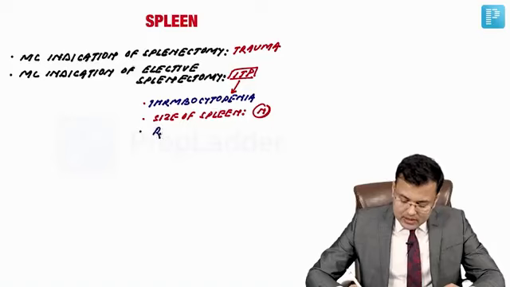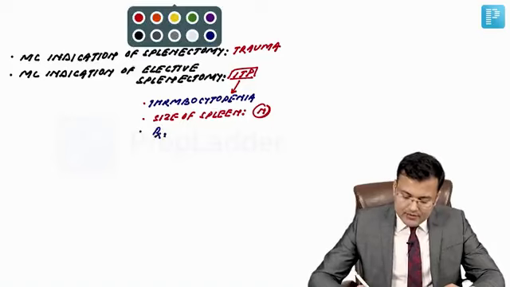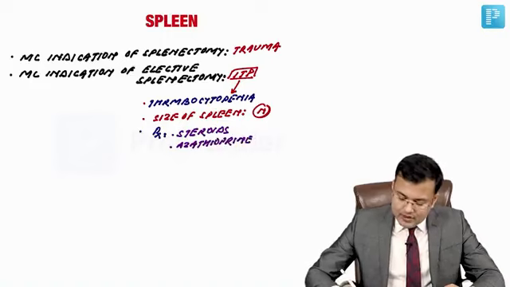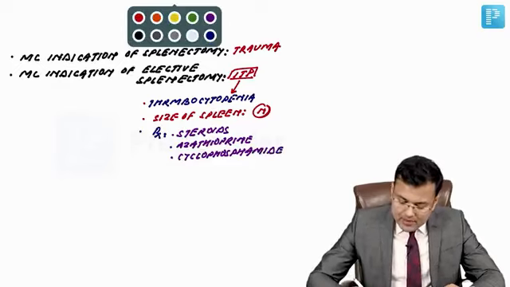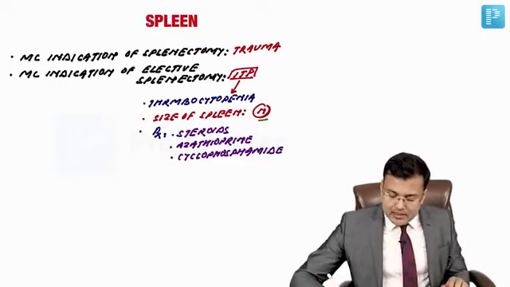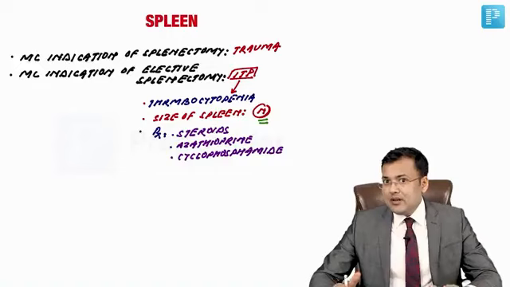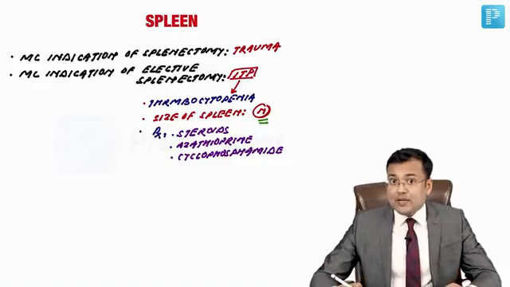So what are the drugs used in the treatment? We give steroids, we give azathioprine, and we give cyclophosphamide. Okay. Important point which you remember for exam, the size of spleen is typically normal. It means in this case we can perform the splenectomy. What kind of splenectomy? Laparoscopic splenectomy.